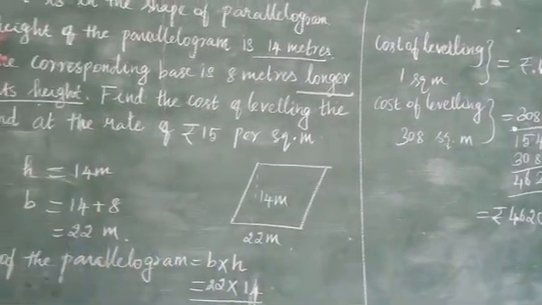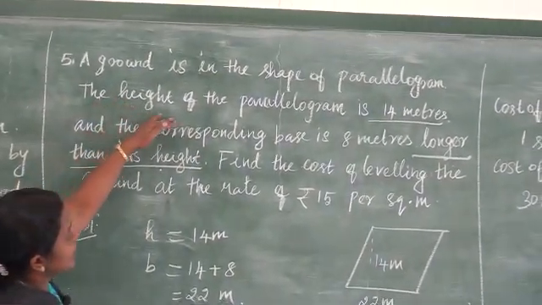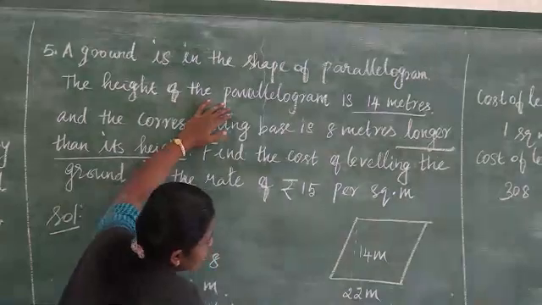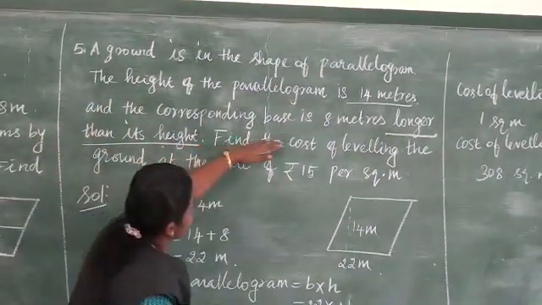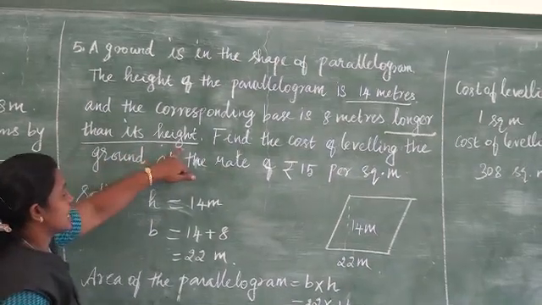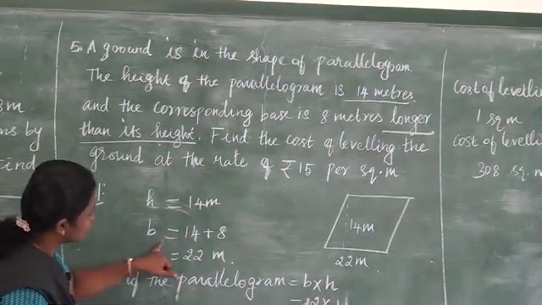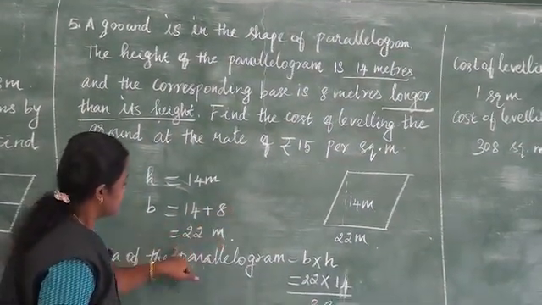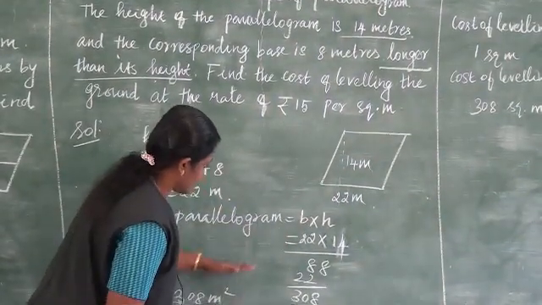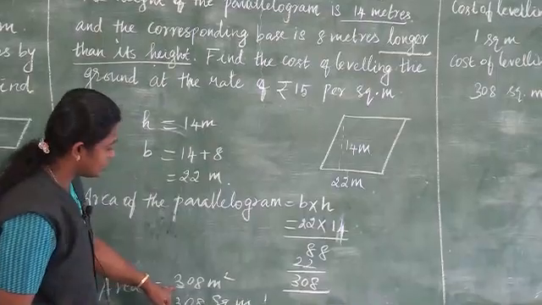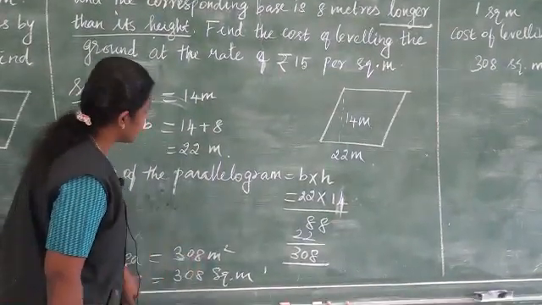Listen, a ground is in the shape of a parallelogram. The height of the parallelogram is 14 meter. I mentioned here, and the corresponding base is 8 meters longer than its height. So base equal to 14 plus 8, 22 meter. What is the area of a parallelogram? B into H. We are substituting the values. We are getting the answer 308 meter squared.